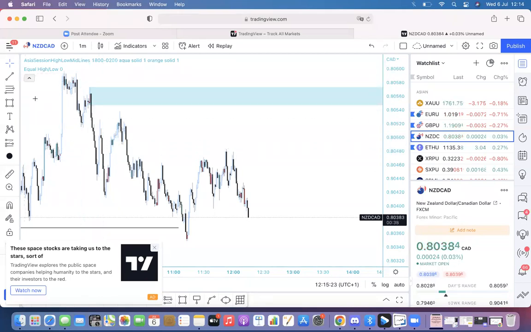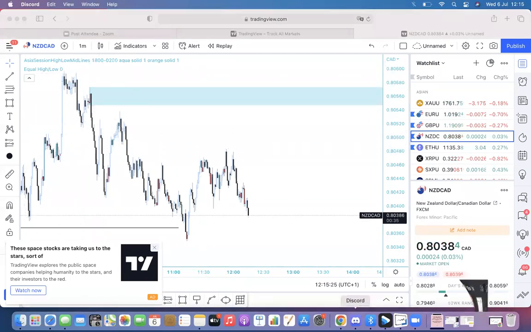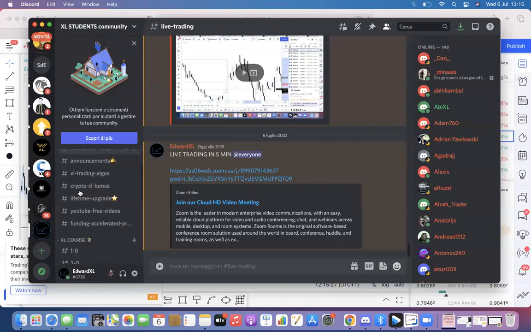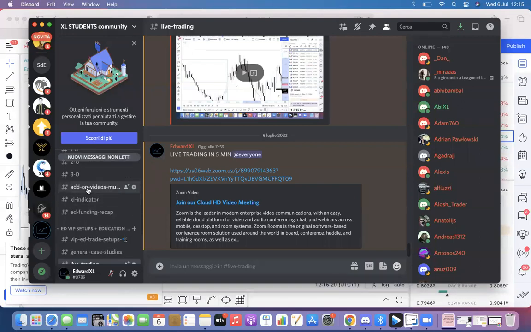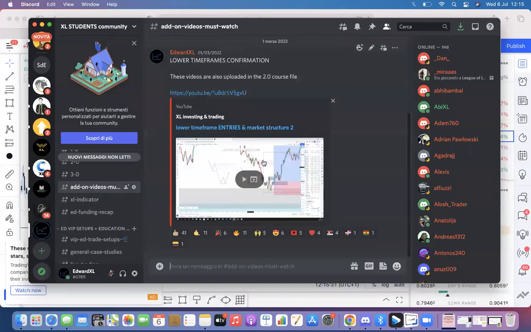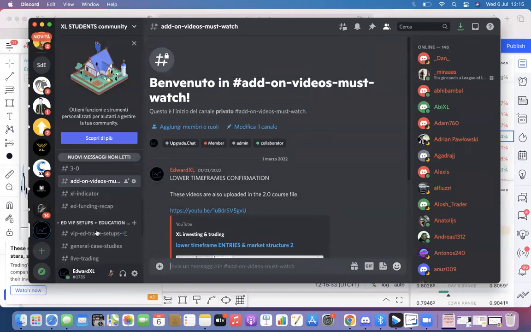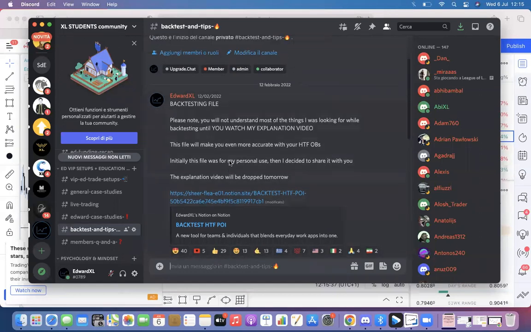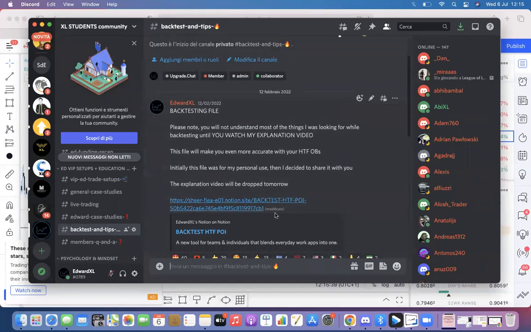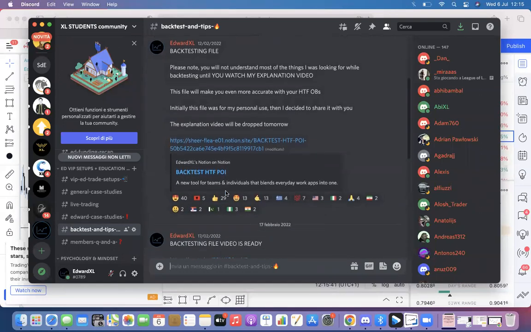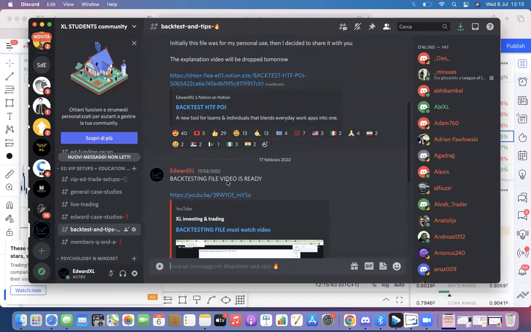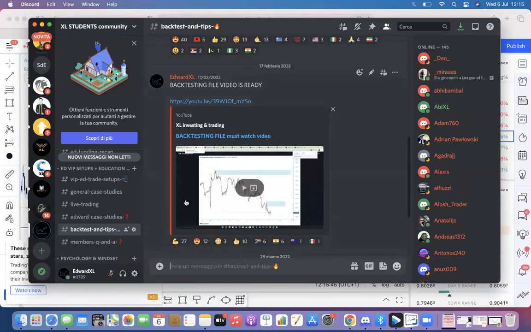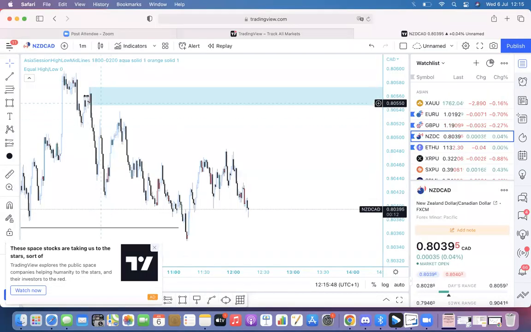If you don't know what I'm talking about, I shared on Discord a backtesting file right here. Let me see if it's here. Backtest and tips, perfect. Backtesting file on how to find the best order blocks, higher timeframes, but also works for lower timeframes. And then I explain it in a video. And this is what I'm talking about.